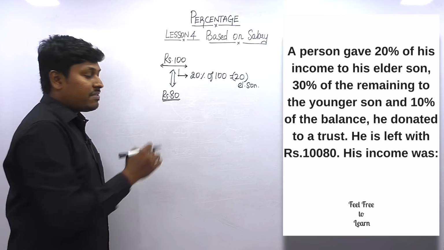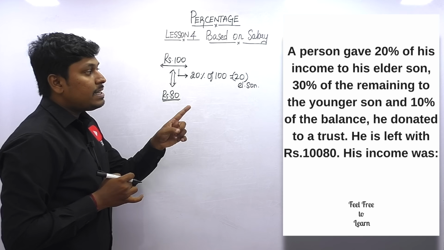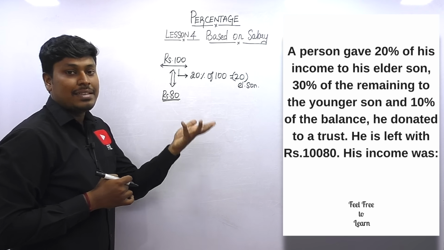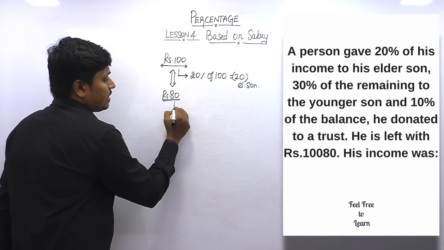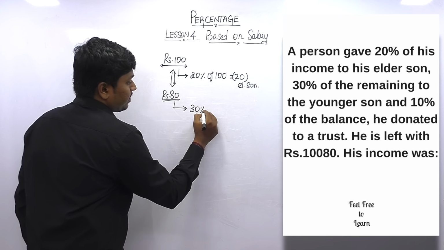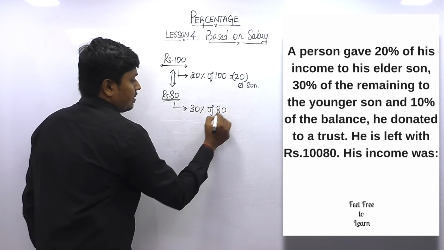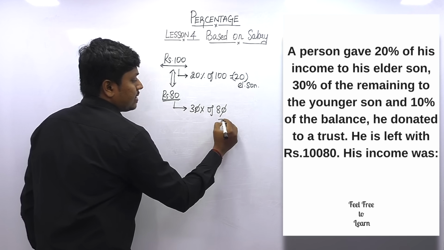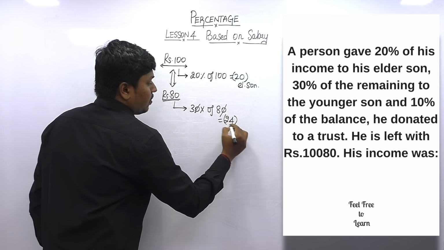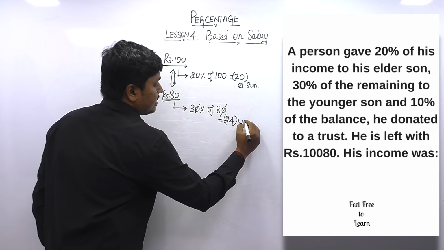From this remaining 80, 30% he is giving to the younger son. So 30% of 80 rupees. So we can cancel 0 and 0, and the answer is 24. So 24 rupees he is spending on the younger son.